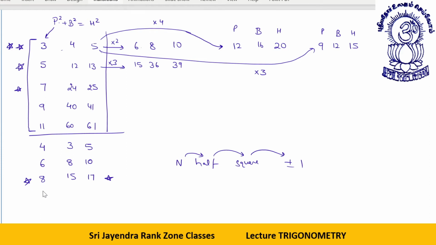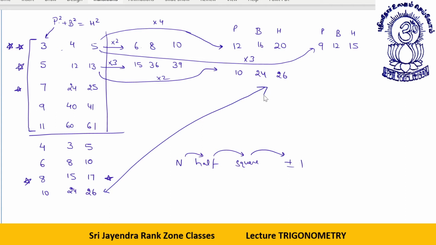Okay, then if I take 10, half of 10 is 5. 5 square, 25. So 24 and 26. Okay, got it? Very clear. If you do the double of this, what do you get? Okay, you get this thing only. 10, 24, 26. Same triplet you can obtain by many ways. Getting it, dear students?